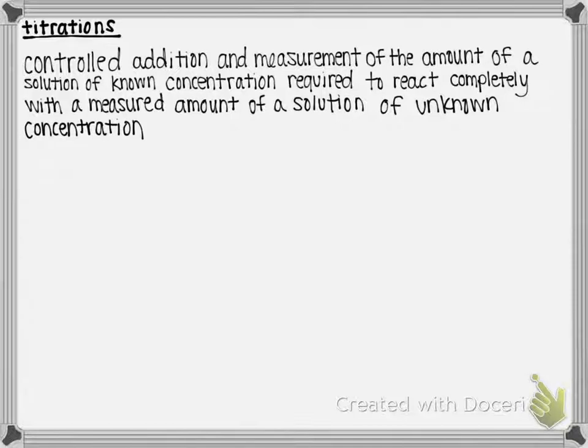So titrations are the controlled addition and measurement of the amount of a solution of known concentration required to react completely with a measured amount of a solution of unknown concentration. So these are all acid-base reactions, and you've got one known concentration and one unknown concentration. So make sure to write down that definition.